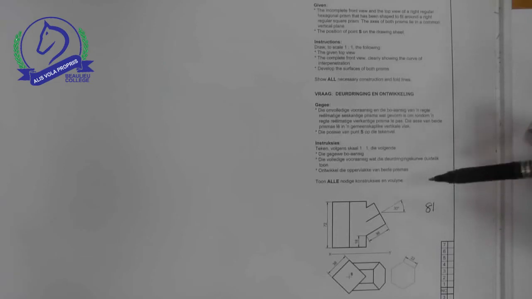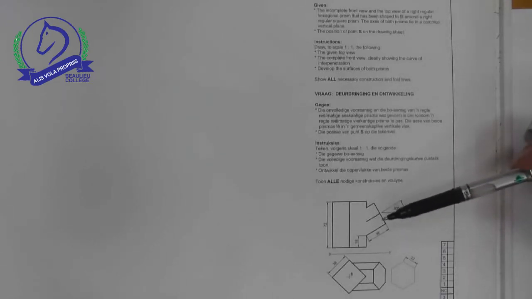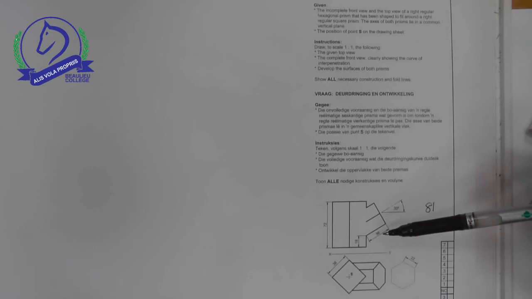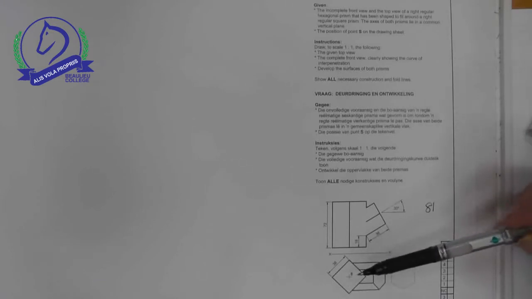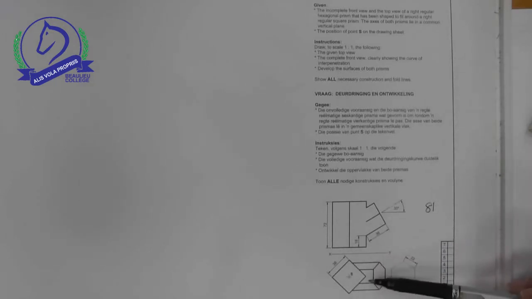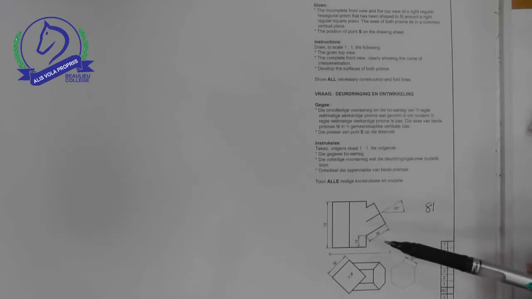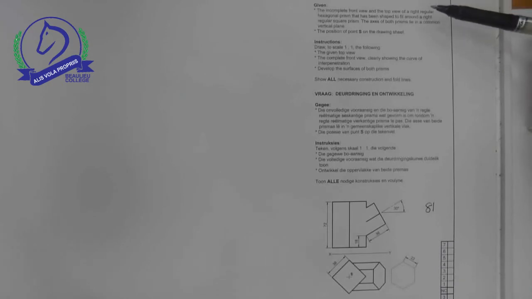This is more of a common type of interpenetration drawing that you would get, where the branch pipe is at an angle to the main pipe. At the same time they've tilted or turned the branch pipe so that you're going to see the curve of interpenetration in the front view. So this is definitely more a type of question that you would get in an exam.